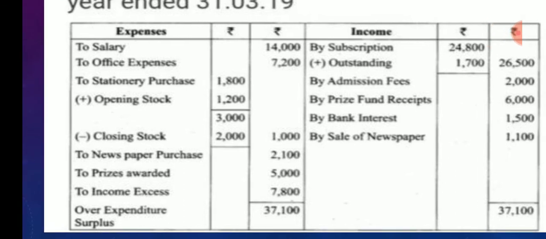So 37,100 minus 29,200. The remaining balance 7,800. The difference value is known as surplus value. The surplus means the excess over expenditures of incomes.